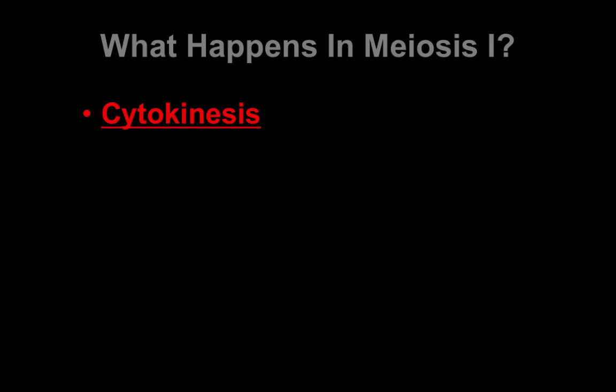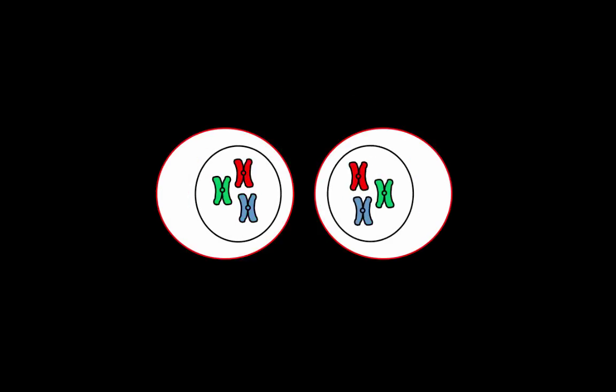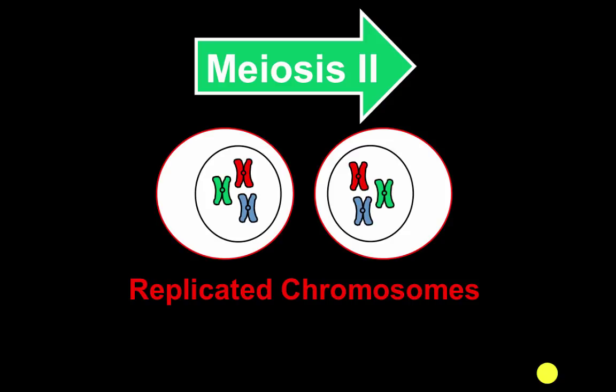And then cytokinesis is going to happen, making 2N cells that have 23 chromosomes. Now the problem is these cells still have replicated chromosomes, because they went through S phase and replicated their DNA just like every other cell. The problem is, they didn't really need to. But because we have replicated chromosomes, we have to separate those things. So that's why we go through meiosis II.